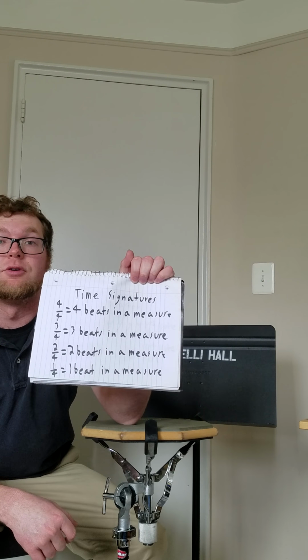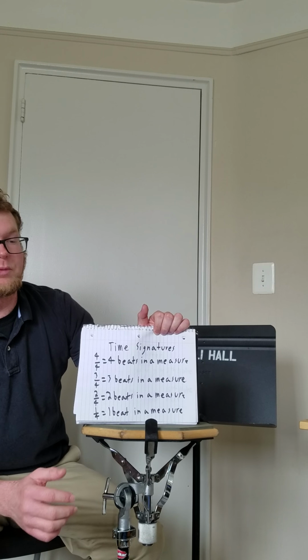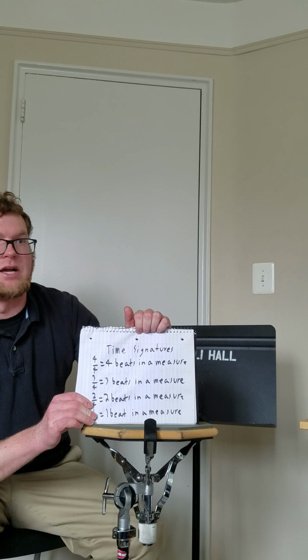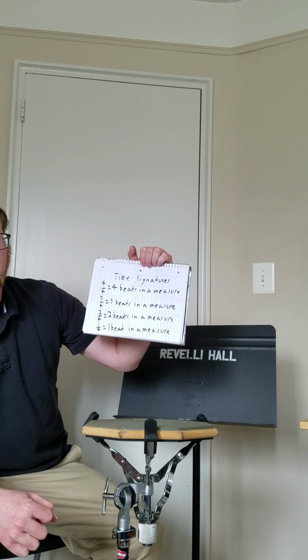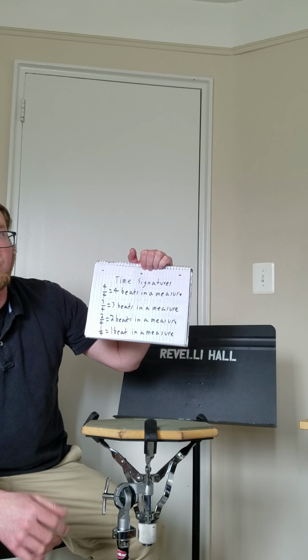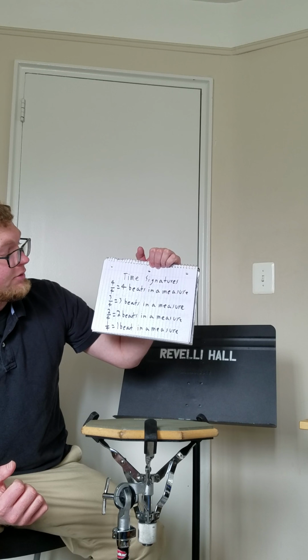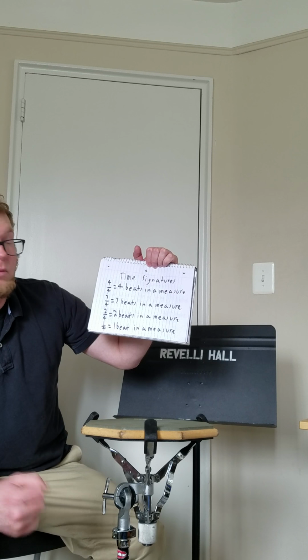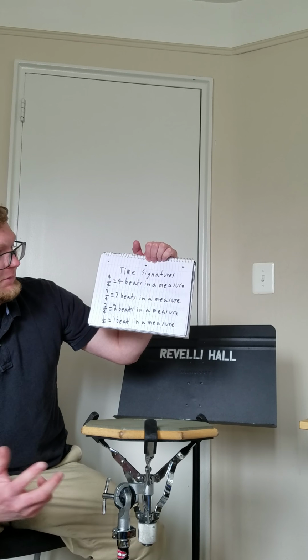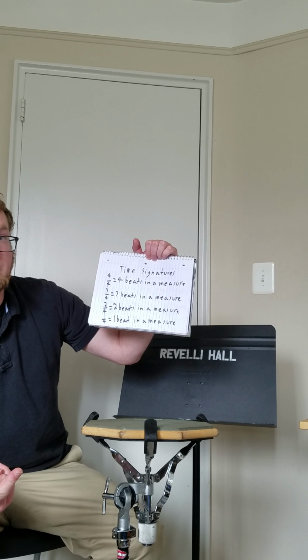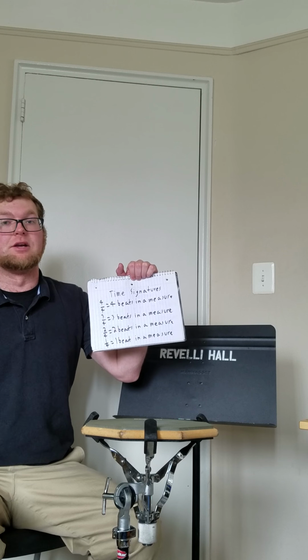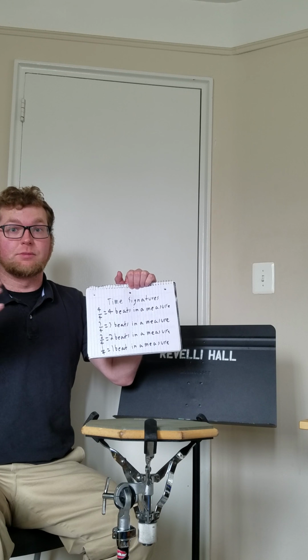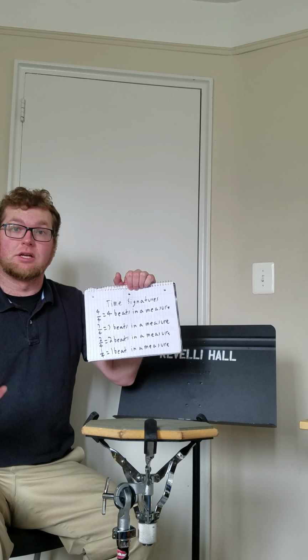So the most popular time signature we all know, and the most basic one to my knowledge, is 4/4. And that means there are 4 beats in a measure. And by that I mean there are 4 quarter notes in a measure. There's also 3/4, which is 3 beats in a measure. There's also 2/4, which is 2 beats in a measure. And 1/4, which is 1 beat in a measure. Now, let's get into how you might see some conducting of this.